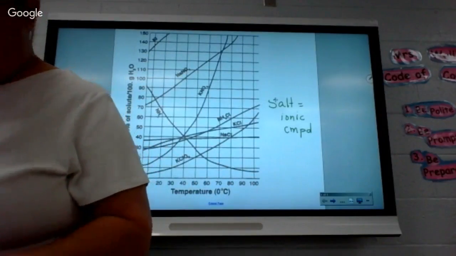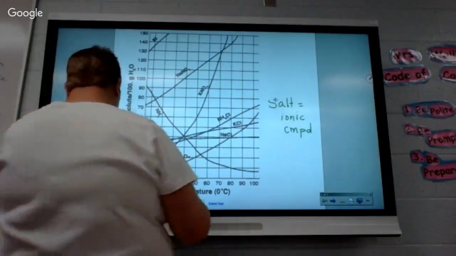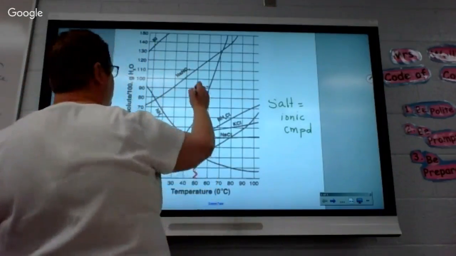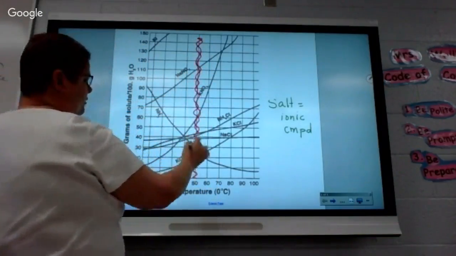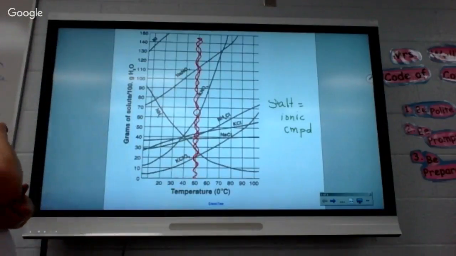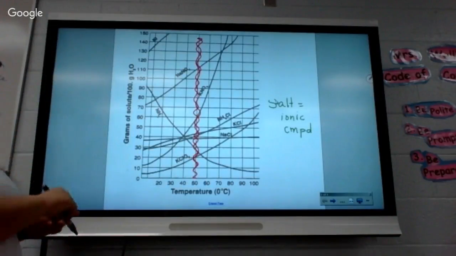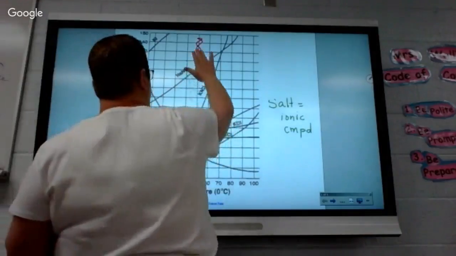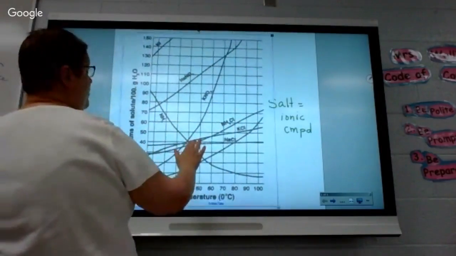Number 9. Which salt is least soluble at 50? So here's our 50 line. Who's least soluble at 50? All right, number 10. I purposely didn't answer when I was walking around because most of you have the wrong answer.